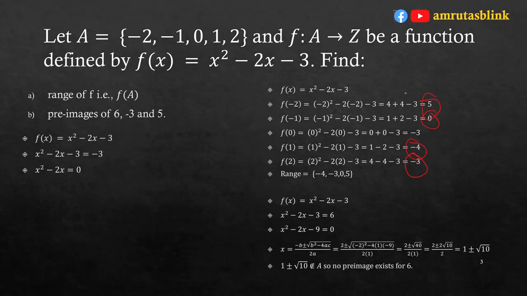So minus 3 can get cancelled. That is x square minus 2x is equal to 0. If we take x common, then x into bracket x minus 2 is equal to 0. Hence x is equal to 0 or x is equal to 2. Now 0 and 2 are both in set A, and hence for f of x equal to minus 3, both 0 and 2 can be a pre-image for minus 3.